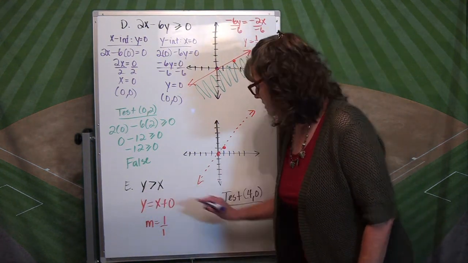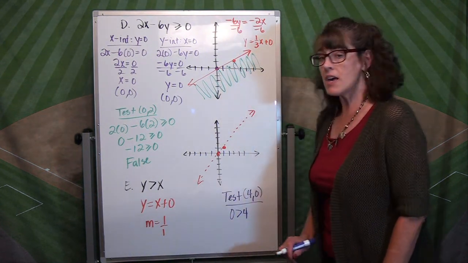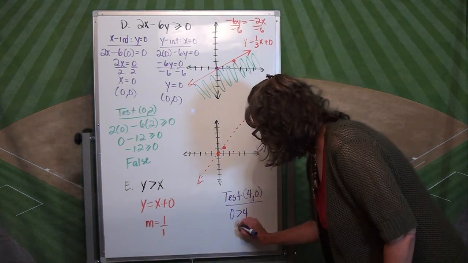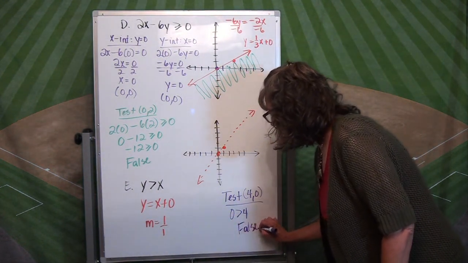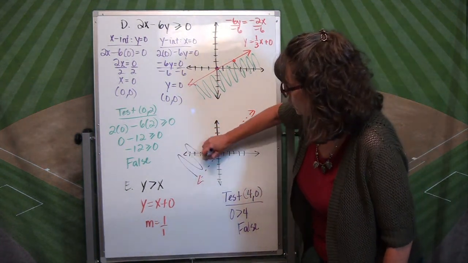So I'm going to make this 0, and I'm going to make this 4. Is that true? 0 greater than 4, 0 bigger than 4. Nope, that's false. And remember, what that means is nothing over here works. Everything on the other side works. I'm going to shade the other side.